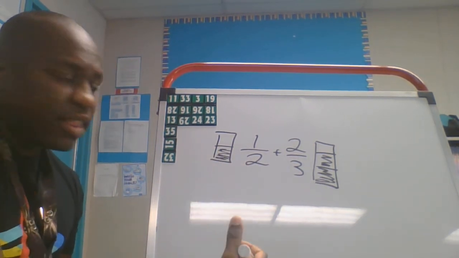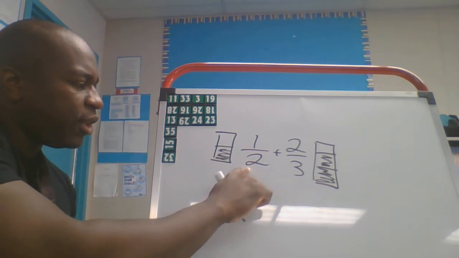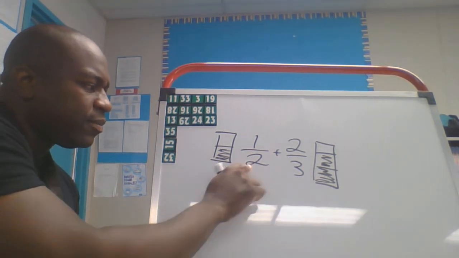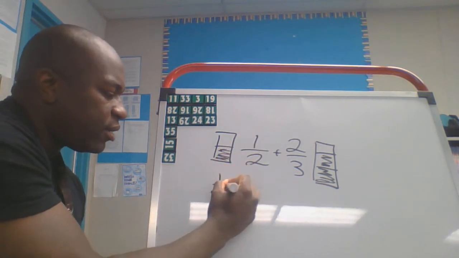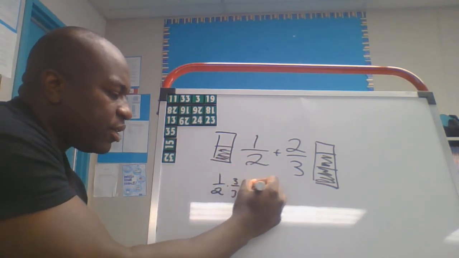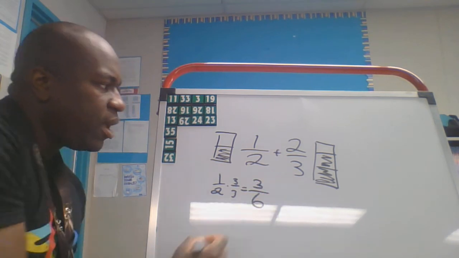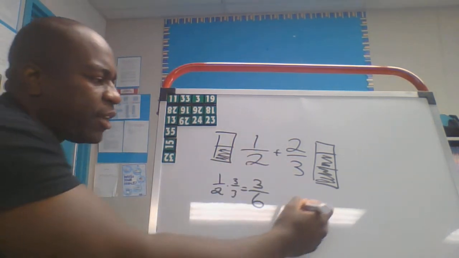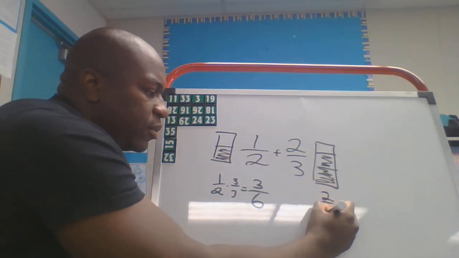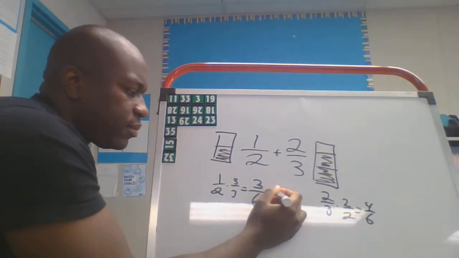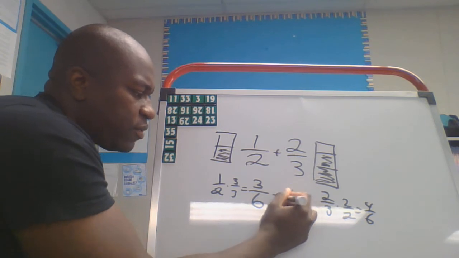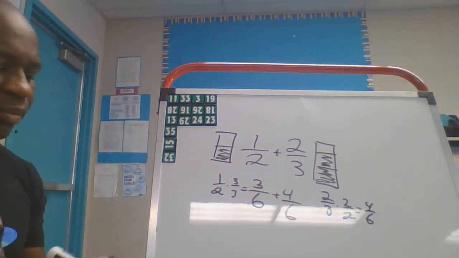Hopefully you paused and did that. The least common multiple between these two is 6. To turn the 2 into a 6, we multiply by 3. So we're going to go 1/2 times 3/3, and that's going to get us 3/6. And then here, we multiply everything by 2. So we'll have 2/3 times 2/2 equals 4/6. So we have 3/6 plus 4/6. This is where we are now, okay?